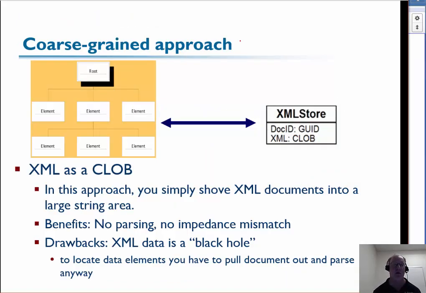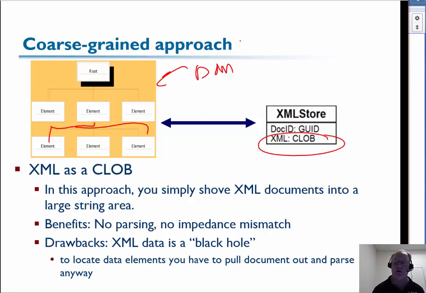The first one, most straightforward, the coarse-grained approach. Take that DOM tree here. This is simply a different diagram of a DOM tree, generic, a root node with different elements and a subtree of the middle element. Take it and just put it all in a CLOB, right? In this approach, you just shove the XML documents into that large string area, that CLOB character large object. The benefit is we don't parse it on input, all right? So what I'm assuming is we've received it via an API, or we received it via some UI. Somehow it's gotten into our system, and we're intended to store it.